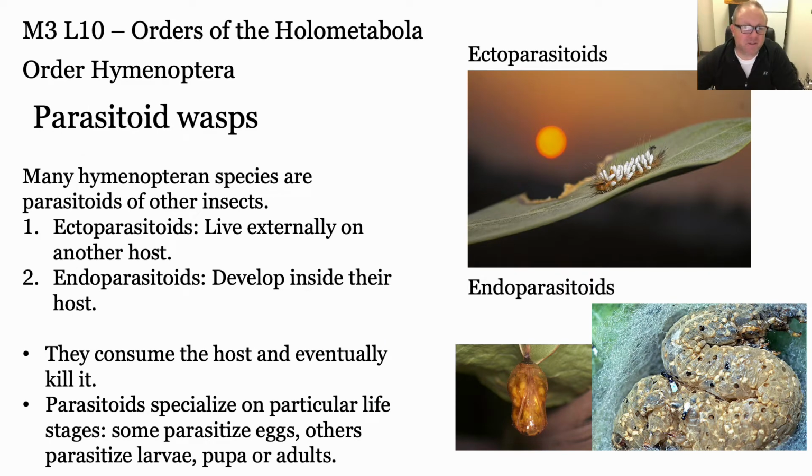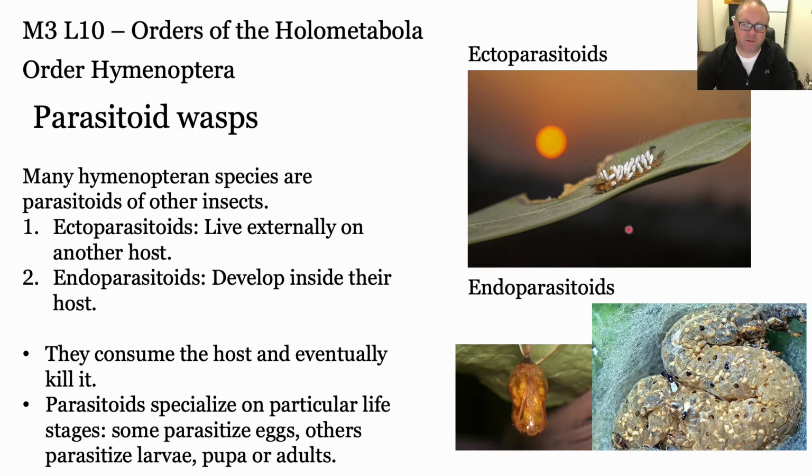Parasitoids, I talked about these as well. This is why there's probably close to 1 million species. We have 120,000 species described. There's probably 1 million because some hypothesize that almost every species of insect might have its own specialized parasitoid wasp that will attack it. So we have ectoparasitoids.